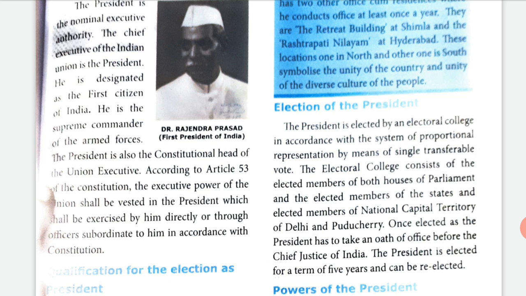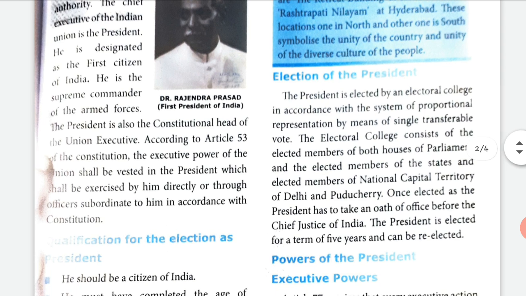According to Article 53 of the Constitution, the executive power of the Union shall be vested in the President, which shall be exercised by him directly or through officers subordinate to him in accordance with Constitution. So, who has given this right to the President? Article 53. So, he has the right to execute the powers. He himself can do it, or he can do that by giving orders to his subordinate officers.